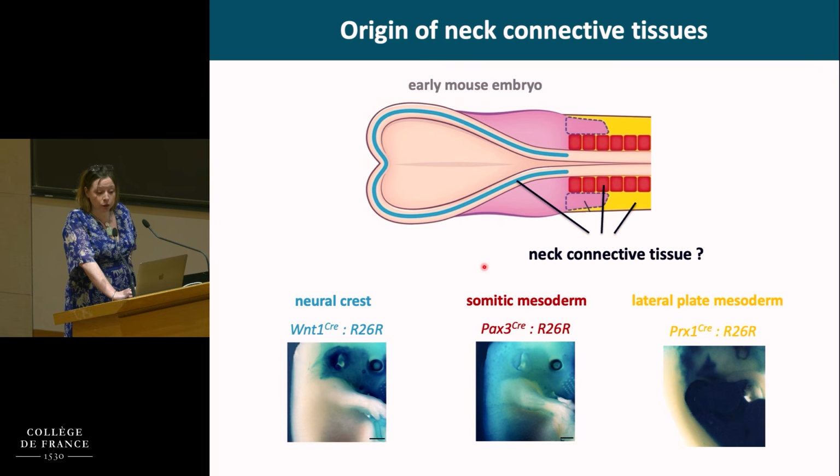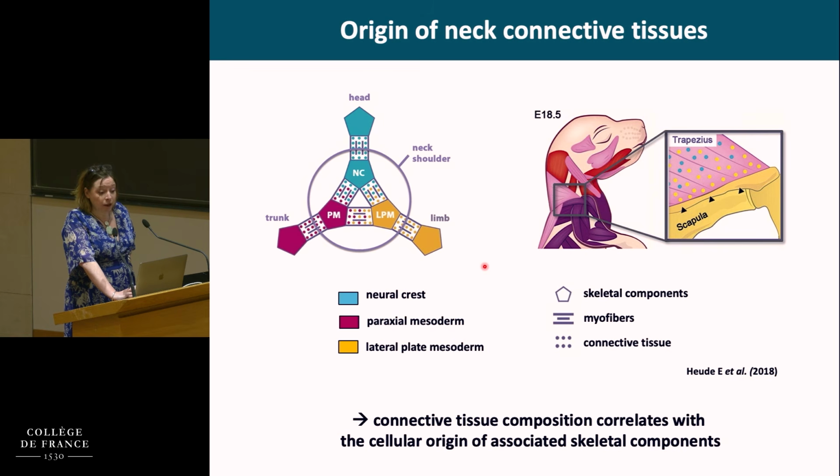Here are the different reporter mice we used. And our data show that the neck connective tissue is of mixed origin as observed for muscles. We ended with the following model, representing the skeletal component here in the limb, trunk, and head domain, and the neck and shoulder skeletal component at the interface between the three fields.